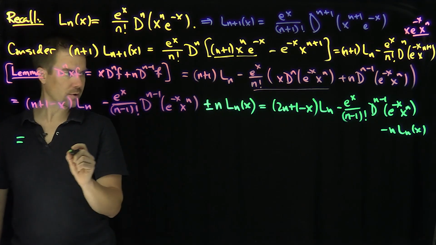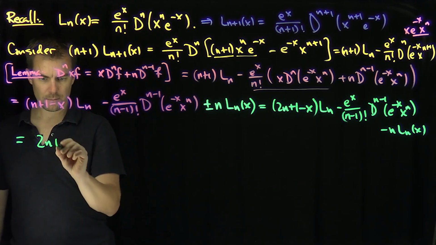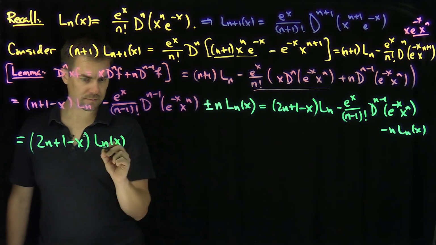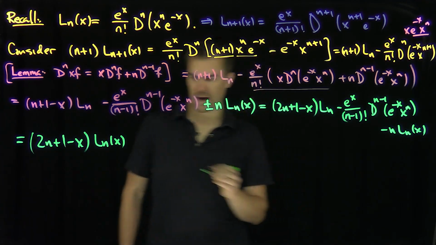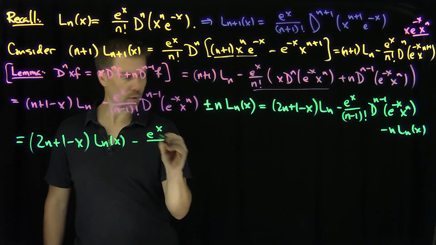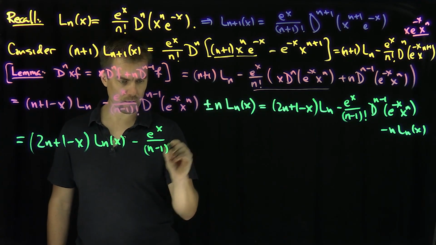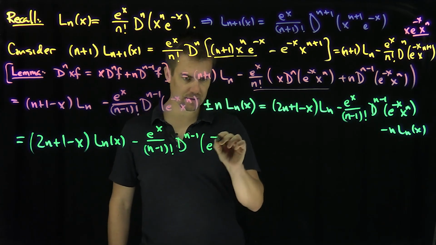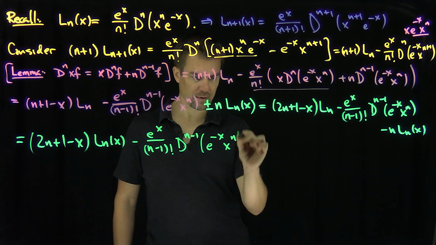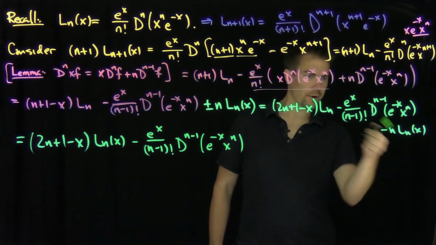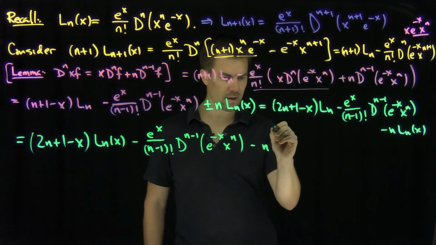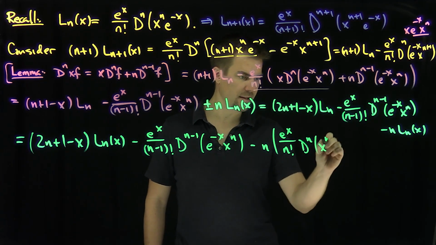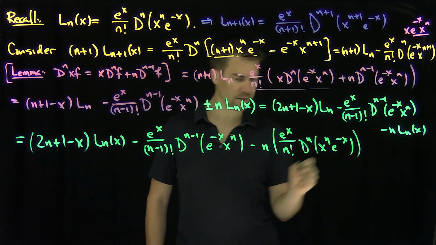This is going to be equal to 2n plus 1 minus x Ln of x, and then minus e to the x over n minus 1 factorial, d n minus 1 of e to the negative x, x to the n, like so. And then I'm going to write the Rodrigues formula for this. So we have a negative n, and then e to the x over n factorial, d n of x to the n e to the negative x, by the Rodrigues formula.